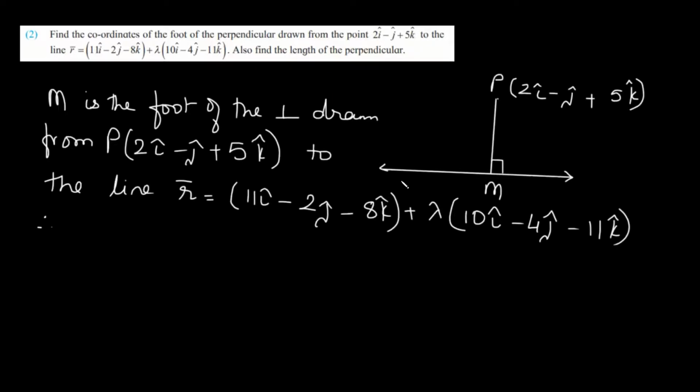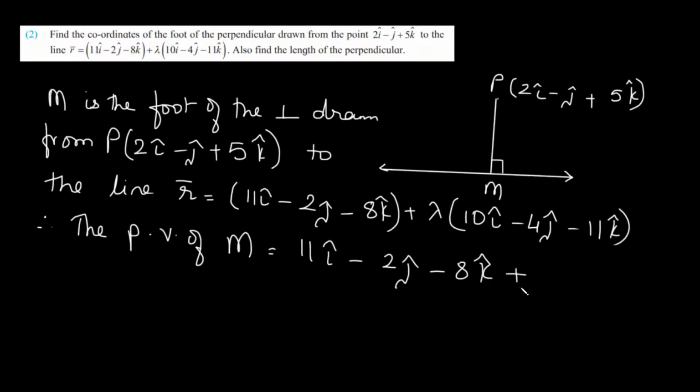Therefore, now see, pay attention to this fact. M lies on the given line. That means M will have this particular position vector. So therefore, the position vector of M is equal to 11i minus 2j minus 8k plus lambda into the same thing. Okay, so this we keep in mind.